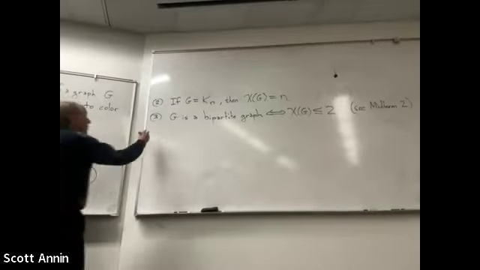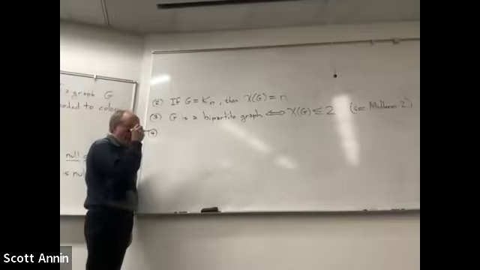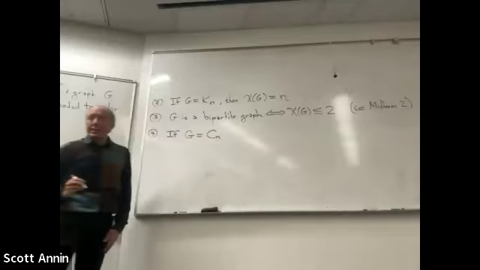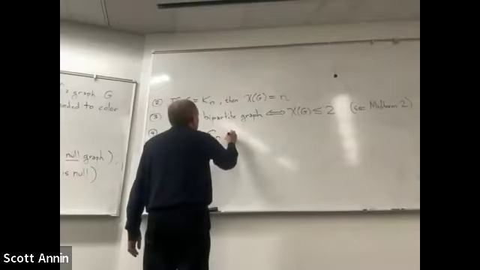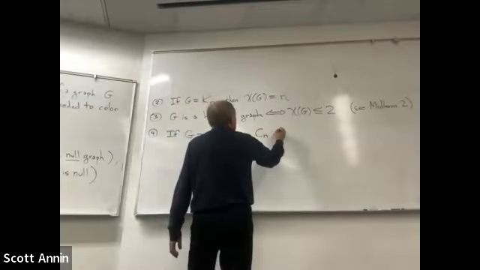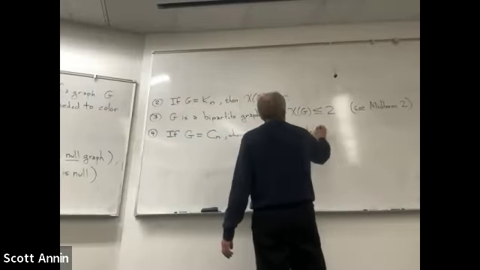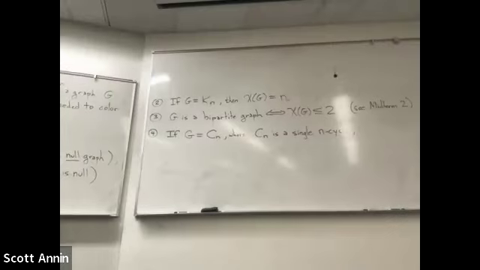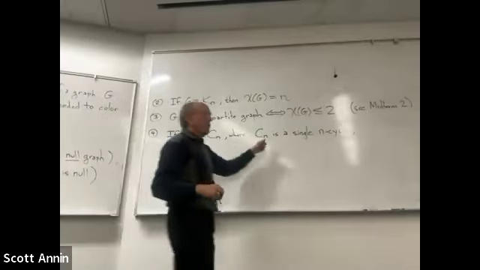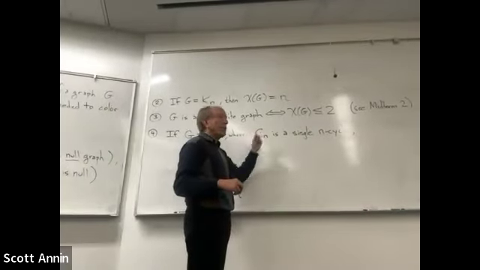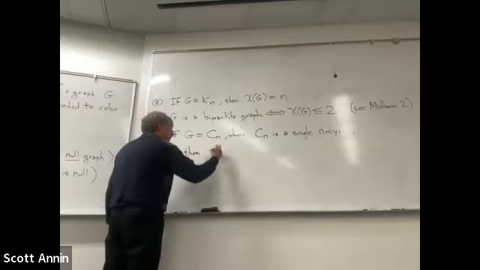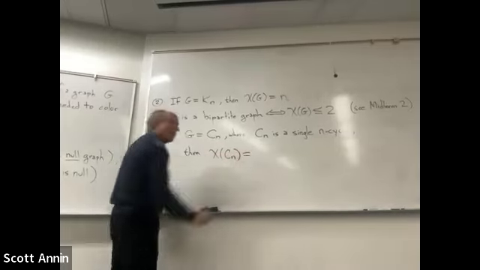Another one that's kind of interesting is if G is equal to, I'm going to call this C sub n, where C sub n is a single n-cycle. So if I just have a cycle, all the vertices are just arranged in a big circle, basically, and there are n vertices, so this could be a pentagon, a hexagon, a septagon, it could be just a square, right? Then how many colors am I going to need to color that kind of a graph? Does anybody want to take a guess at it?